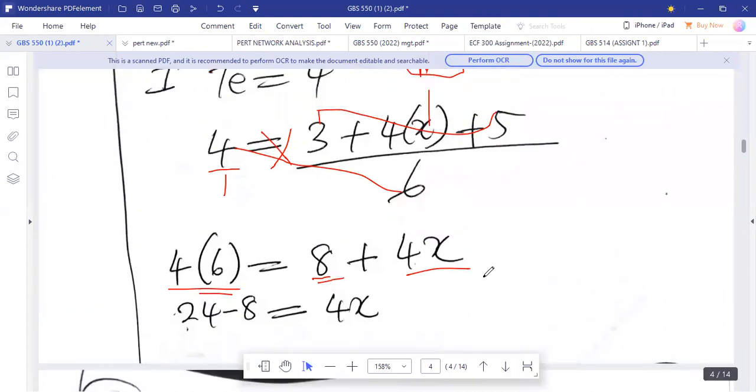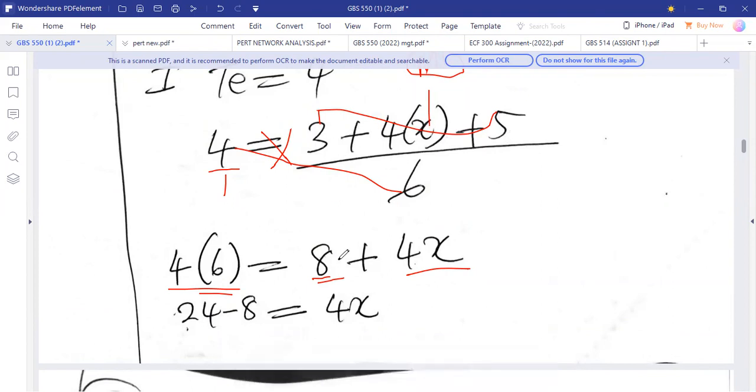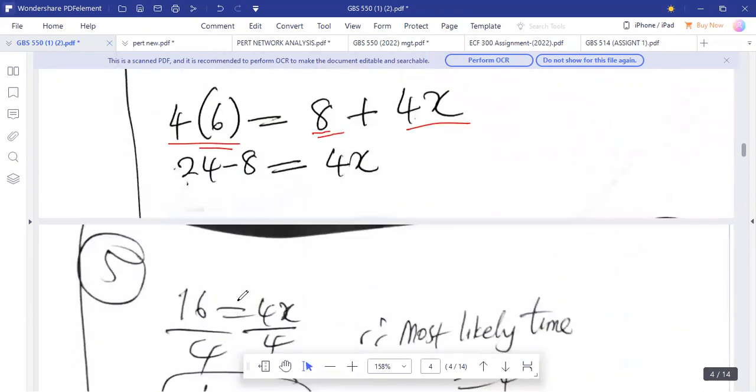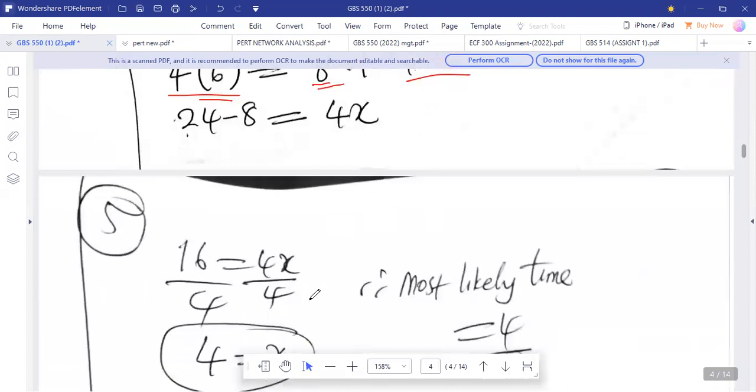Okay. So 4 and 6, I'm sure you can see that giving us 24. And a 3 and a 5 added give us 8. We can push the 8 the other side. So after crossing the equal sign, we are getting a negative. So we are getting 16 here, which is equal to 4x. Now we can divide by 4 both sides.